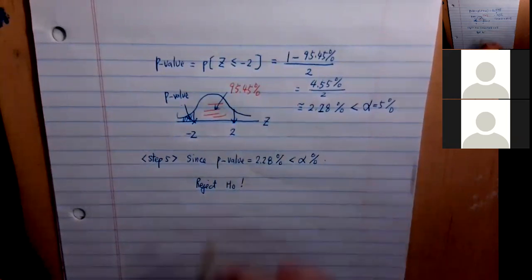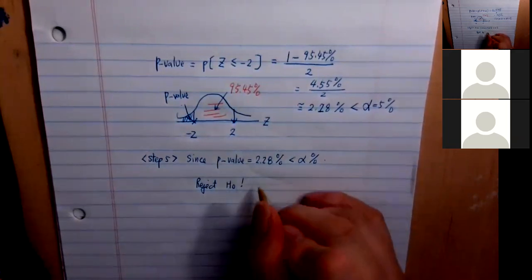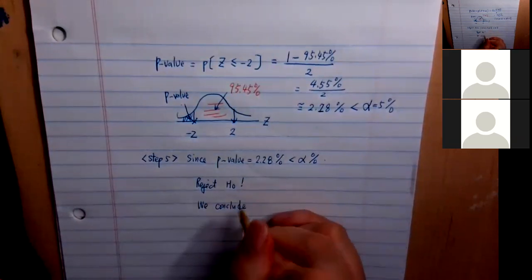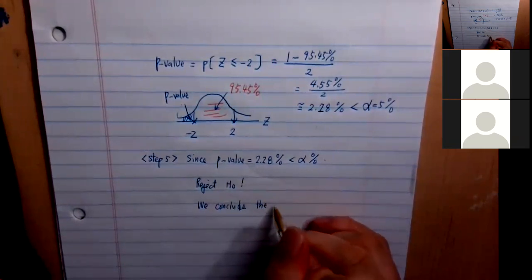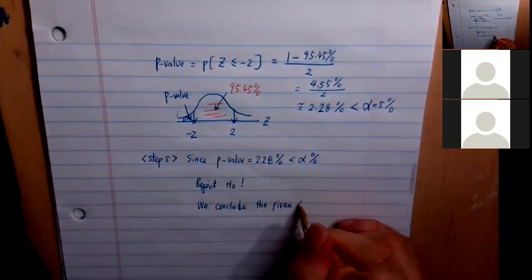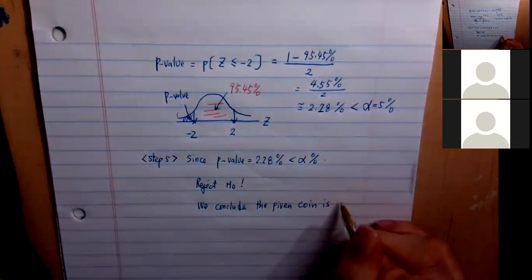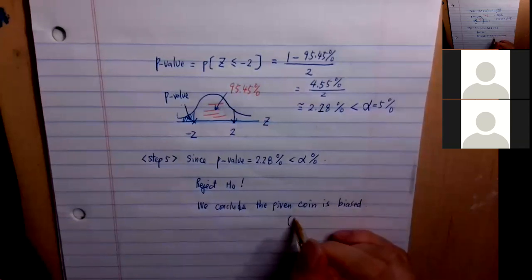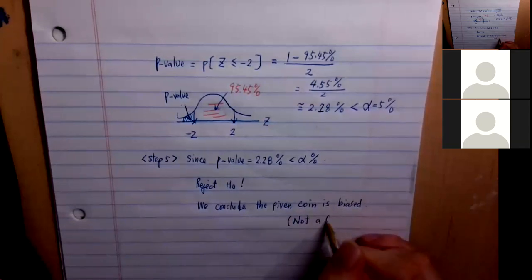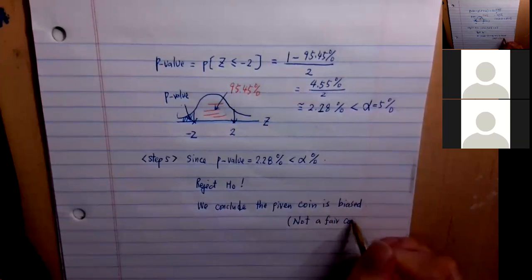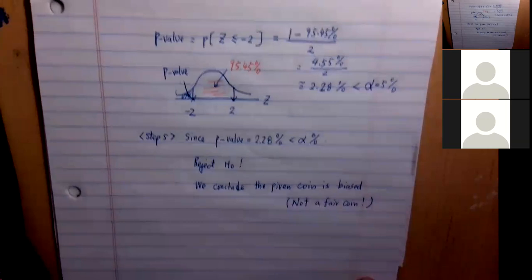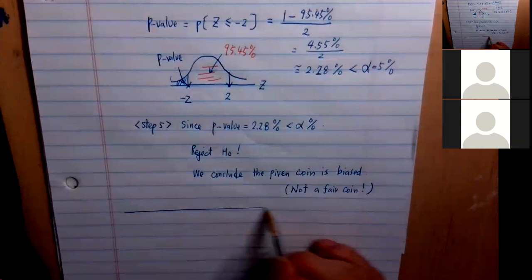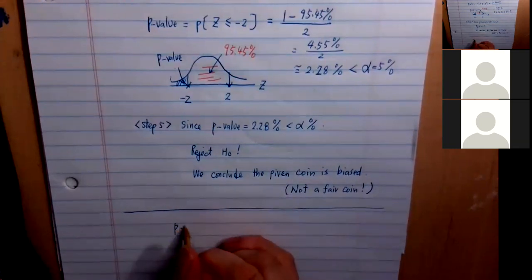But what is H naught? H naught says this is a fair coin. Reject H naught means what? We conclude the given coin is what? Is biased. It's not a fair coin. Okay, it's not a fair coin. Are you with me? So let's look at this again. Look at the whole thing, right? What's the p-value?